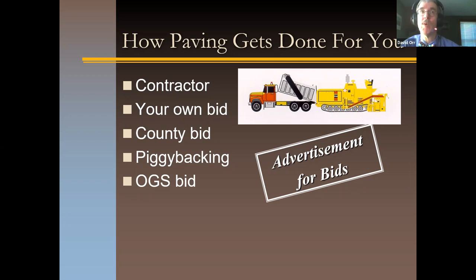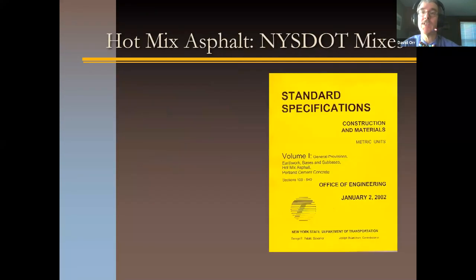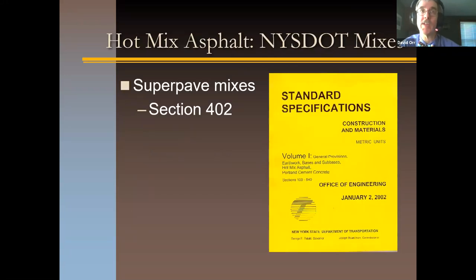And as a starting point, obviously there is the New York State DOT standard specifications. Superpave is section 402, as we've already talked. You need a good spec. More and more we're going away from method specs and more to quality specs that say, hey, what do we have at the end of the day? But whatever your spec is, make sure you understand it and that you trust it, okay?